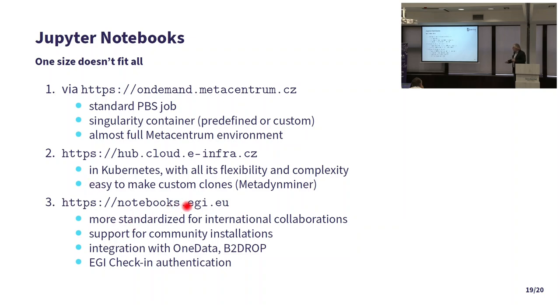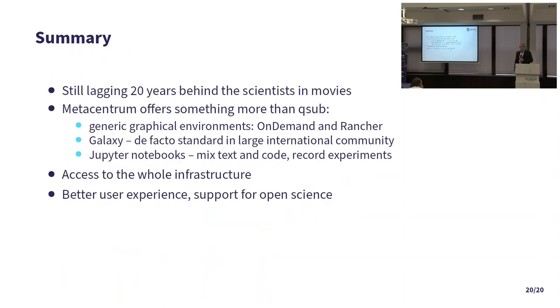And finally, there is the instance of EGI Notebooks that goes through the international community, and the international community is a bit more conservative in adopting new things, so there must be much wider agreement. So this is good for international collaborations within the EGI community. There are also some different options for providing the data, but this is getting synchronized, and maybe one day we end up merging all of it together. Technically, the EGI Notebooks are also built on top of Kubernetes. And that's it. That we provide some of the interactive environments.